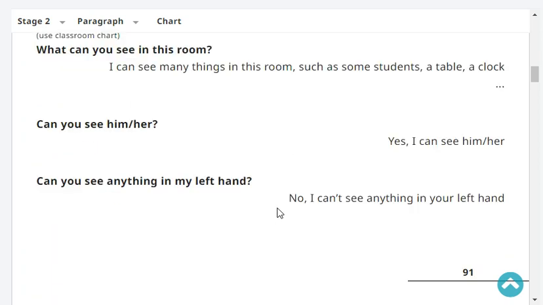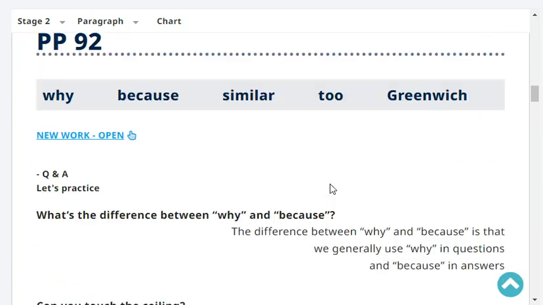Next, can you see him? Yes, I can see him. Very good. Can you see anything in my left hand? No, I can't see anything in your left hand. Very good.